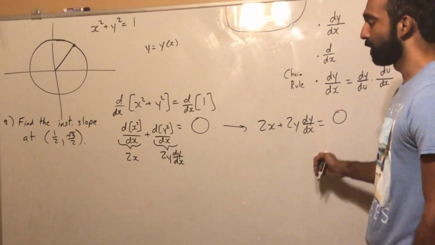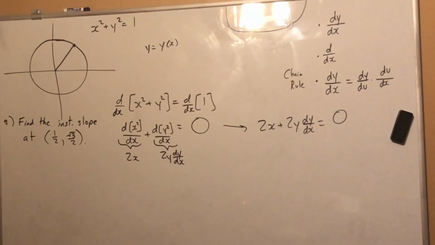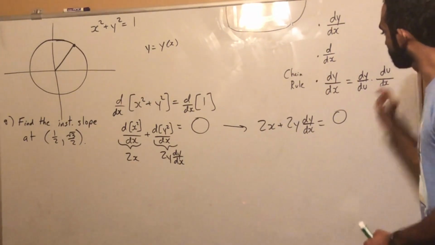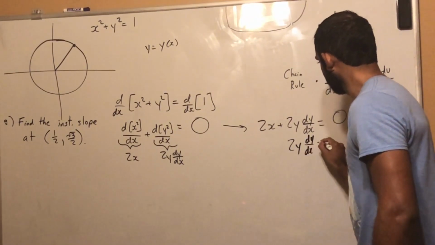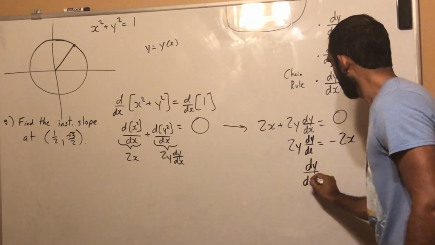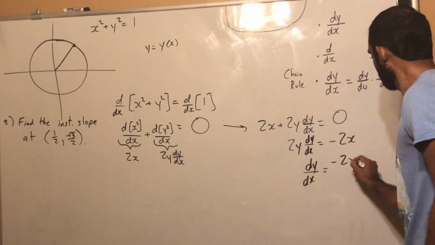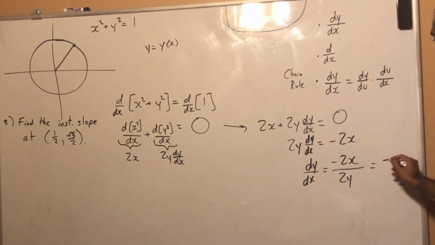So, what am I going to do next if I want to find the slope at this point? Someone help me out here. Subtract 2x from both sides. Yeah. Subtract 2x from both sides, and basically just solve for dy over dx. Solve for your general slope. dy over dx equals negative 2x over positive 2y, which comes out to be negative x over y.